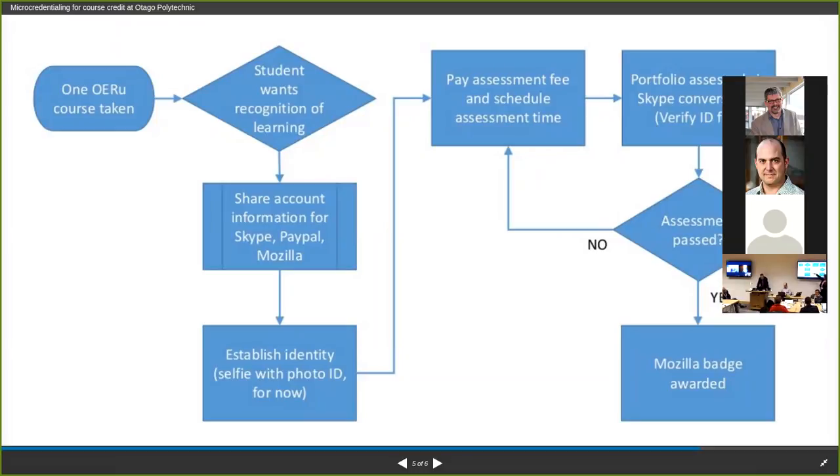So after they set themselves up, then they pay the fee, they schedule an assessment time, and they have their Skype conversation to see whether they pass their assessment. If they don't, they can reschedule, they can reset it. But if they do, then they get their badge.